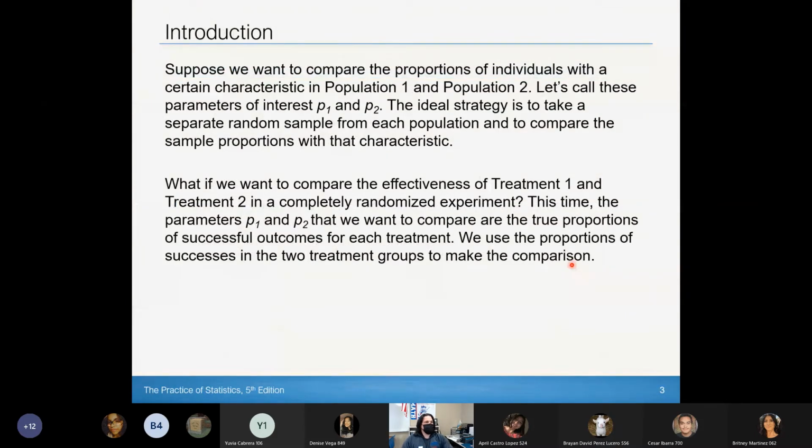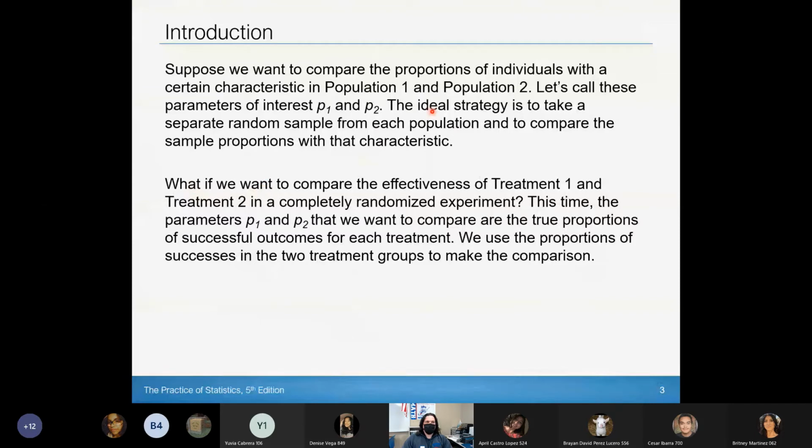Right, so suppose we want to compare the proportions of individuals with a certain characteristic in population 1 and population 2. Let's call these parameters of interest P1 and P2. The ideal strategy is to take a separate random sample from each population and to compare the sample proportions with that characteristic.